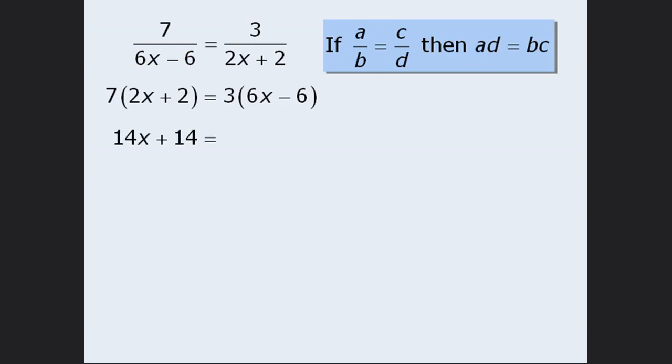First, we'll expand the left-hand side, and then we'll expand the right-hand side. Then we can subtract 14x from both sides, and now we can add 18 to both sides. Finally, when we divide both sides by 4, we get the solution x equals 8.